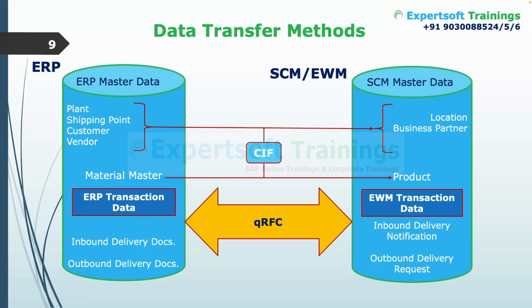Understood? Yeah, thank you. So just like your material master, you have customer master, vendor master, you have plant, your shipping point, all those things are master data. So what I'm saying here, in SCM EWM connectivity, you are going to shift those master data. You are going to create it in your ERP system. You are going to shift it from here to here. Okay. Now in SAP S4 HANA, there are some changes in the tables.